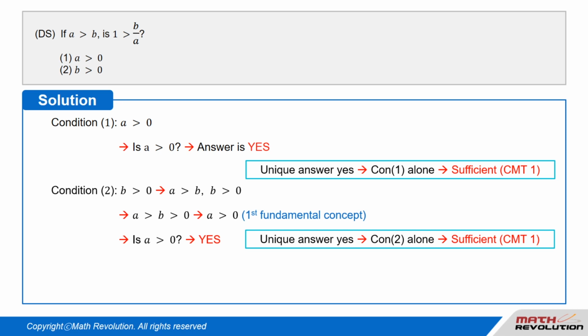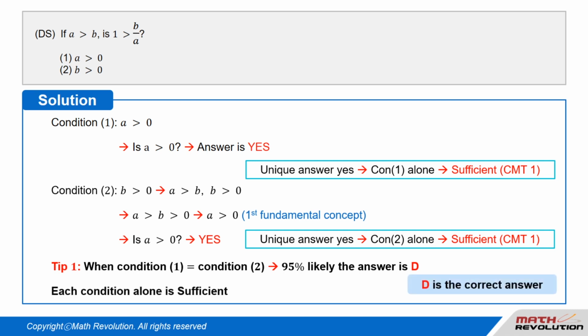So the condition is sufficient according to CMT1, which states that the answer will be in terms of a unique yes or no. Also, according to tip 1, it is about 95% likely that D would be the answer when the value of condition 1 is equal to the value of condition 2. That is, condition 1 equals condition 2. Each condition alone is sufficient. Thus, D is the correct answer. Answer D.